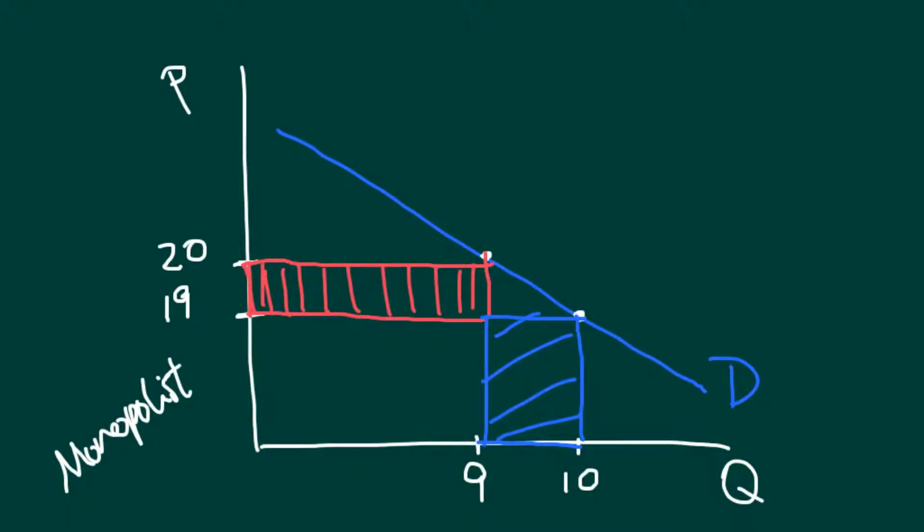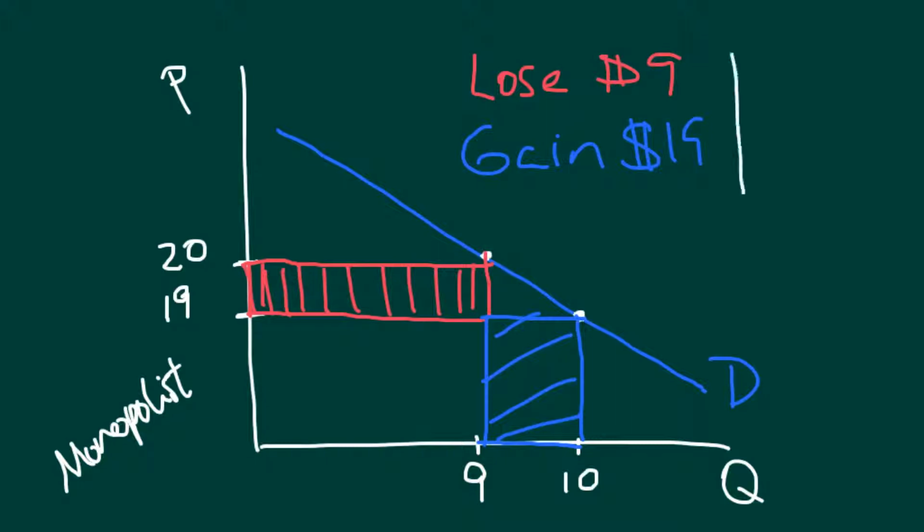Okay, so what's the significance of that? So let me write that down first. They lose $9, $1 per ticket sale of the original 9, and they gain $19 by having that additional sale, that 10th sale. So the net here will be $10. So net, in this case, gain of $10.